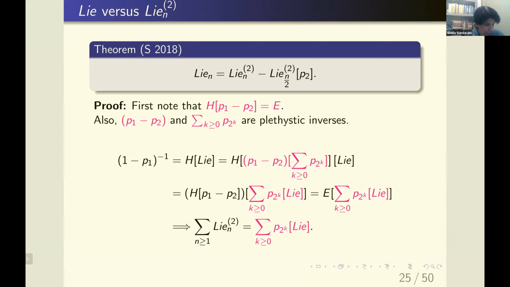So I'm going to do H of P1 minus P2 first, and then the powers of P2 to the K with Lie second. The first one becomes E, and the second one is that. So I have a way of writing 1 minus P1 to the minus 1 as plethysm of E and something else. But I already know that it's E of Len of 2. Because I know that E is invertible in the plethystic ring, I can conclude that Len superscript 2 is actually exactly this.